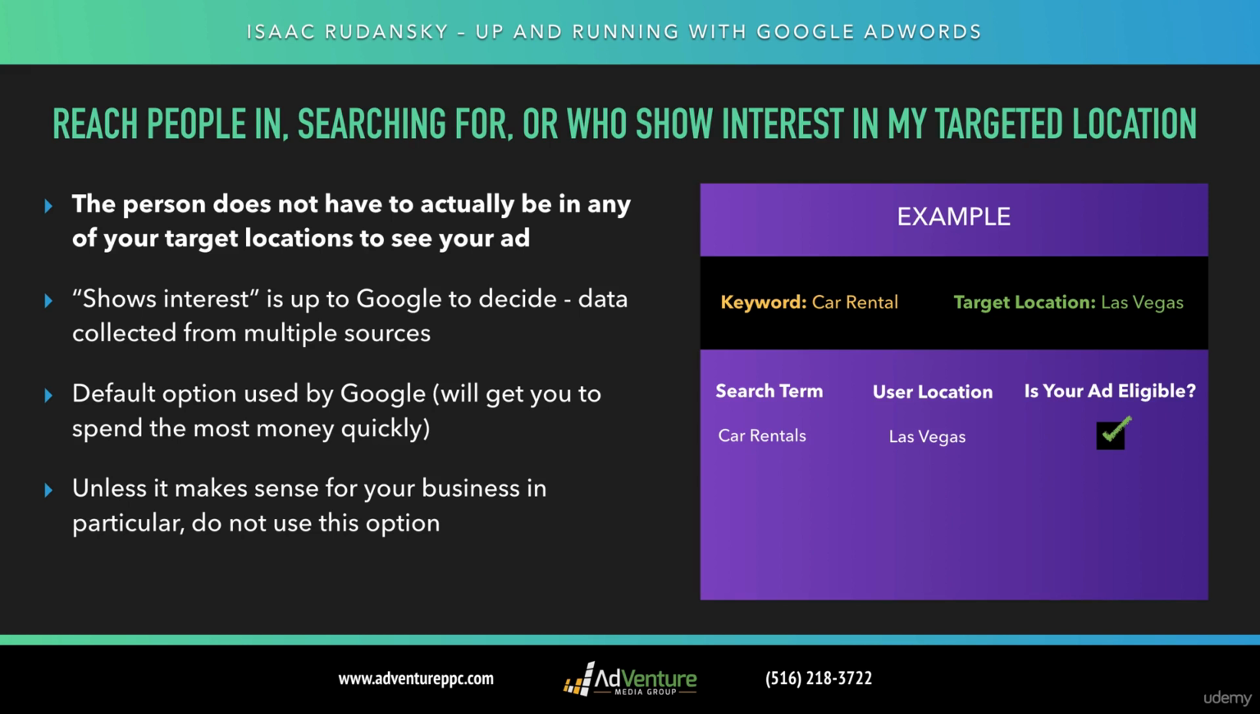Let's take another example. Vegas car rentals. They're in Chicago. So someone in Chicago is searching for car rentals in Vegas. And this is what I was alluding to before, where this targeting option might be a good choice for your business, because you might want to reach people who are planning a vacation to your targeted location, but they're currently searching from another location. So what do you guys think? Is your ad eligible to show in this instance where the user's in Chicago? Yes, it is. If you guessed yes, you're right.